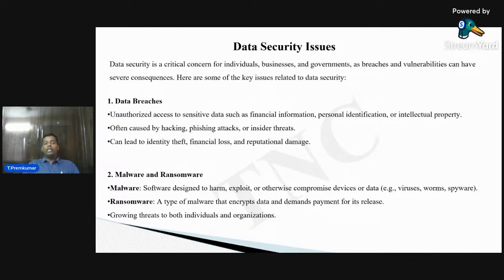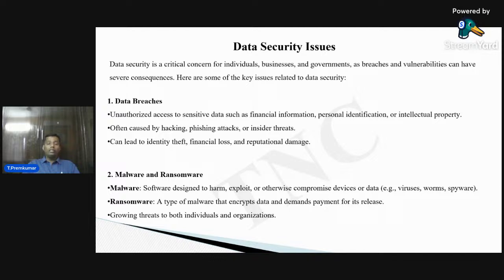When you talk about data breaches, here it is unauthorized access to sensitive data such as financial information, personal identification, or intellectual property, where the data is accessed without authorization and without the owner knowing.